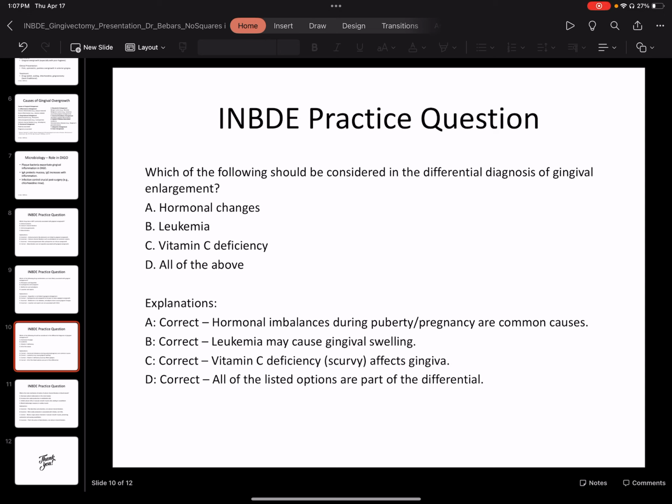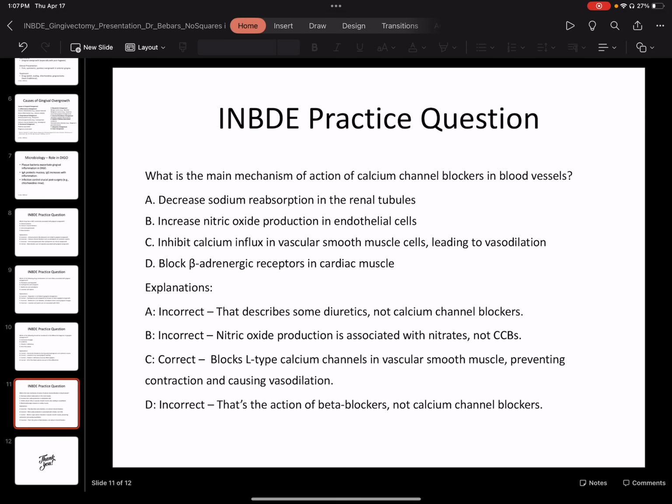Next, which of the following should be considered in the differential diagnosis of gingival enlargement? Okay. Our last question. What's the main mechanism of action of calcium channel blocker in blood vessels?